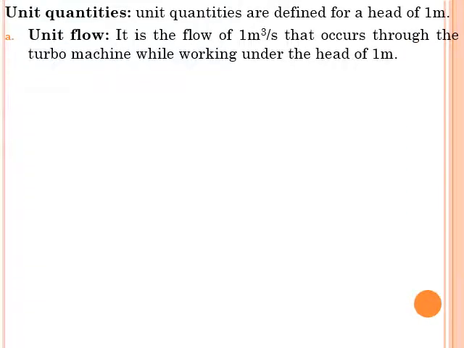The next topic on turbo machines is unit quantities. The unit quantities are defined for a head of 1 meter. The first one is unit flow. It is the flow of 1 meter cube per second of discharge that occurs through the turbo machine while working under a head of 1 meter. That is the definition of unit flow.